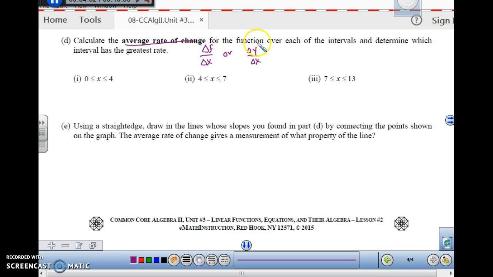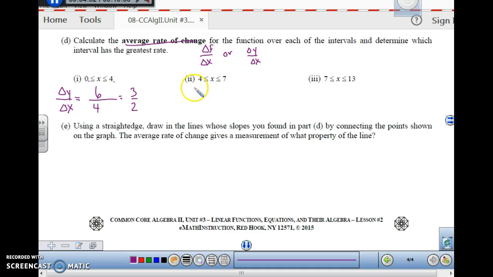So this is the change in the function, which is basically the change in the y. All right, so let's look from 0 to 4. Delta y over delta x, or delta f. Okay, so previously we figured out that delta y for 0 to 4 was 6. And then the change in x from 0 to 4 is a change of 4, because it's 4 minus 0. So we got this from the change in y, this is the change in x, this is 3 over 2 when you reduce it.